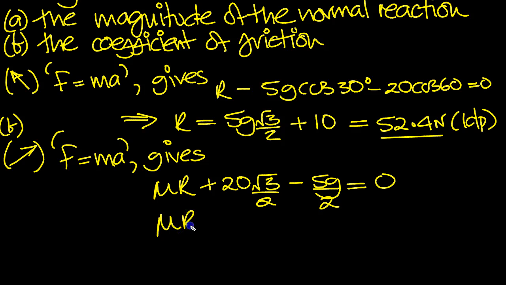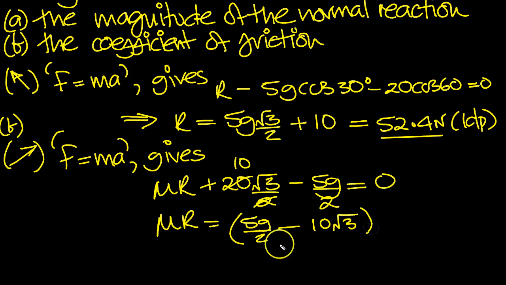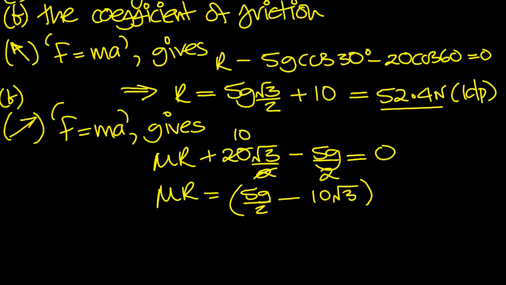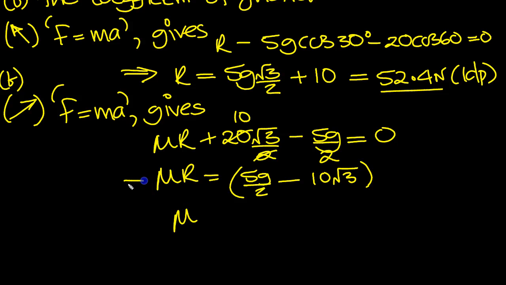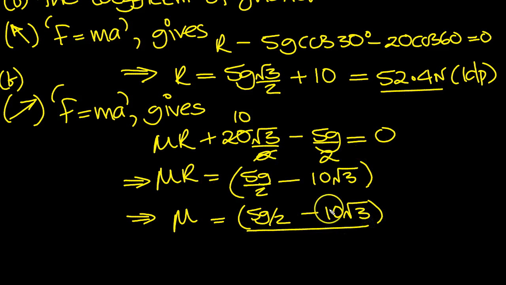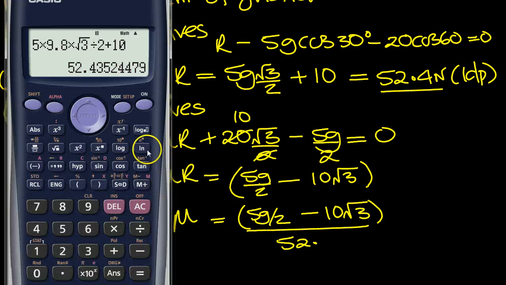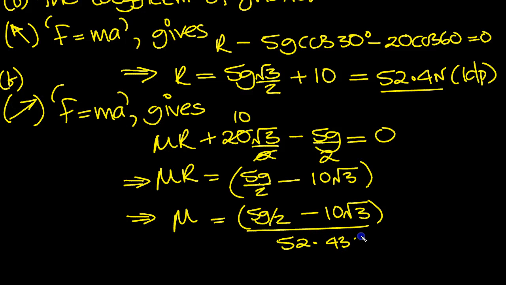So mu R is equal to 5g over 2. Move that over. Move this over. The 2's cancel. It's 10 root 3. Move it over. It's minus 10 root 3. And then we can divide by R. So mu is equal to 5g over 2 minus 10 root 3, divided by R, which was 52 point, let's get it back up on the calculator, 435. Keep it nice and accurate.